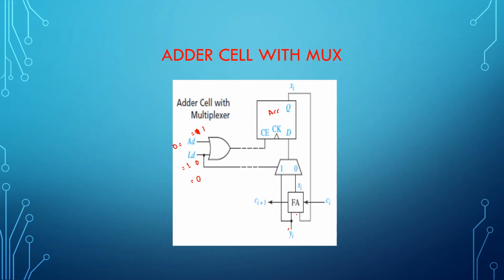So you can load the number yi directly to the accumulator, or you can take the number from the accumulator and the number from the full adder and add them, and those numbers can also be loaded to the accumulator. That is using the clock signal.